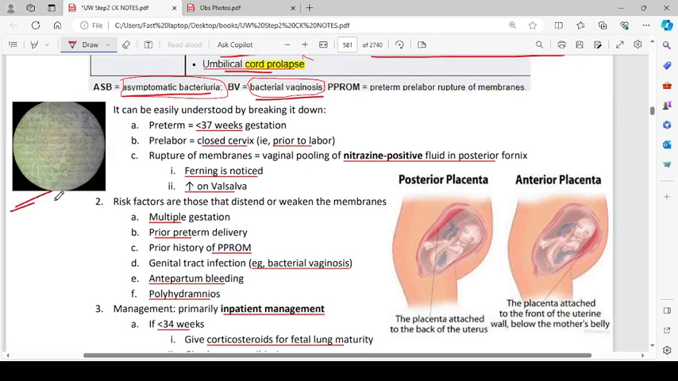So this is ferning. As you can see, a fern-like pattern is being made on the slide. It can easily be understood by breaking it down. Preterm: less than 37 weeks gestation. Pre-labor: prior to labor, with a closed cervix.